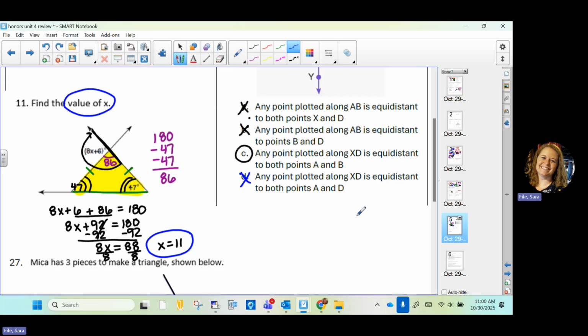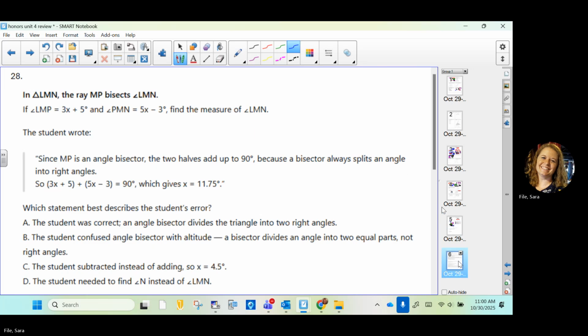All right, what else we got? Any other questions on the whole review? 28 and 29? Okay, so that last page, guys, the conversations, bring them down to whispers.